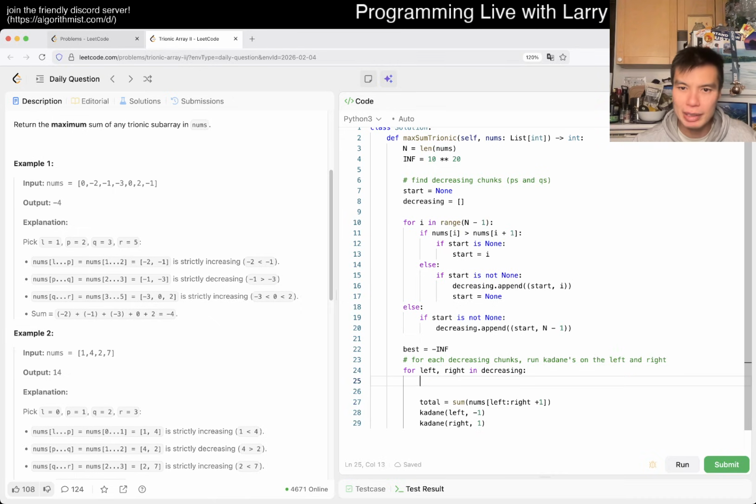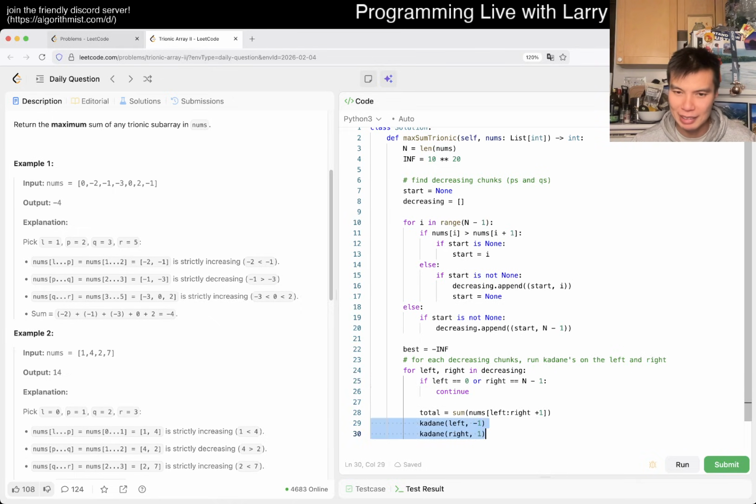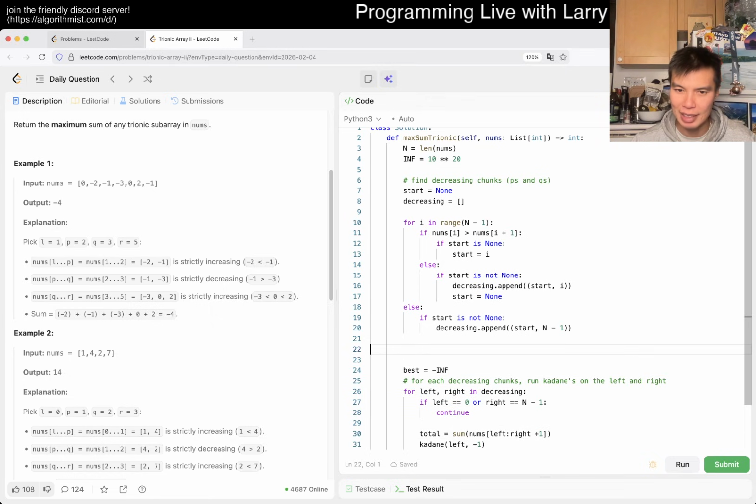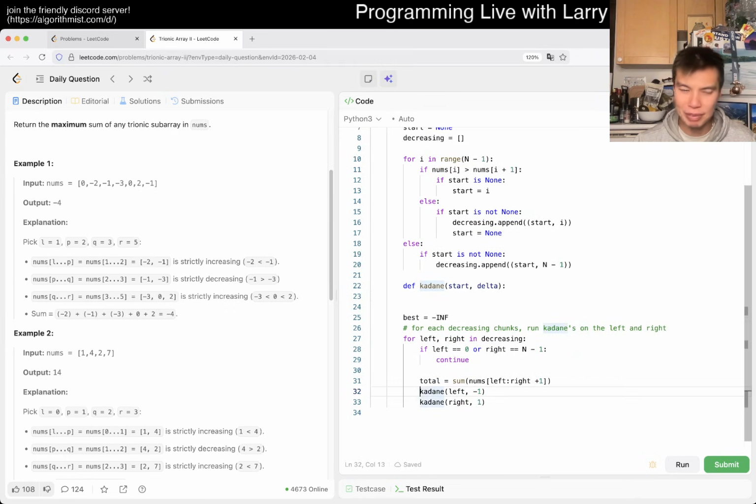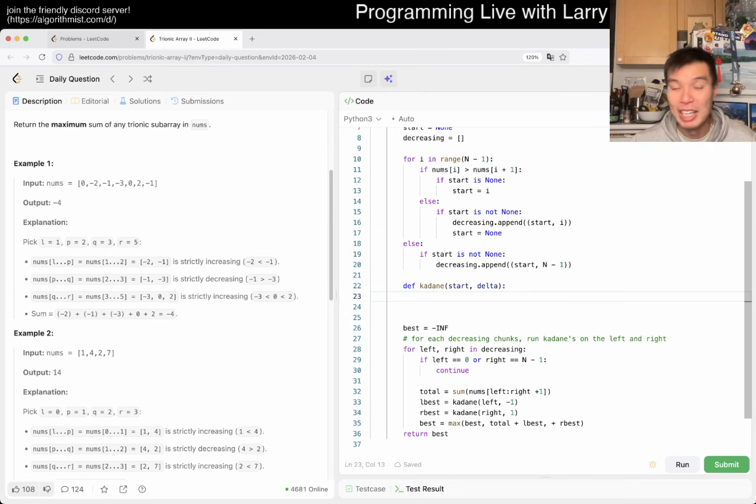So here maybe I write if left is equal to 0 or right is equal to n-1, then we just continue. That means this assumes that this has at least one element. And then now we do contain the start, the delta, right? And then maybe we have L best and right best, and then best is equal to max of best, total plus L best plus right best, right? Oops. And that should be the best idea. I don't know if it's the best idea. I just like to say it because I was just saying best too much. But okay.